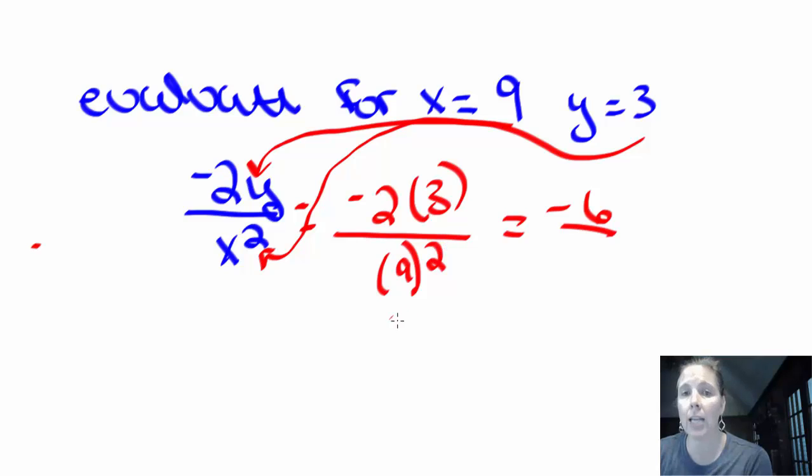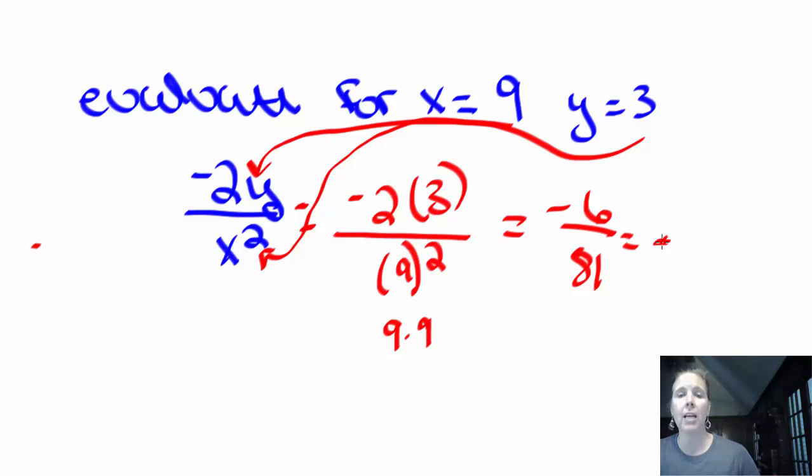9 times 9, do not put 9 times 2. 9 times 9 is 81. Okay, from here on, you have to reduce unless it tells you otherwise. So don't ask me. Yes, you have to reduce. Okay, so we know our answer is going to be negative.